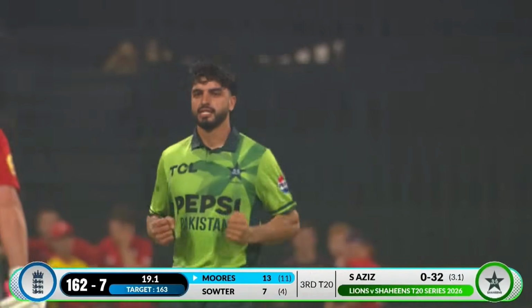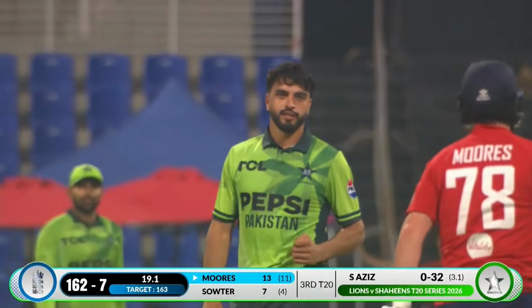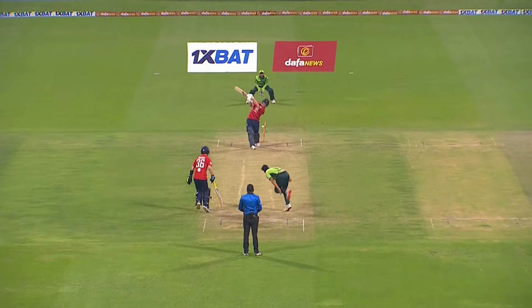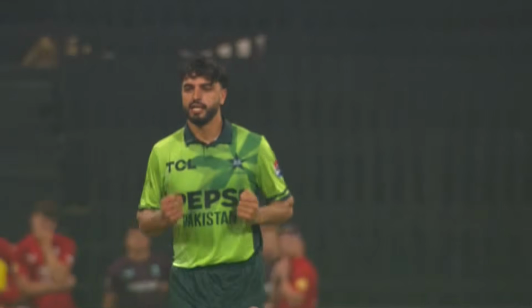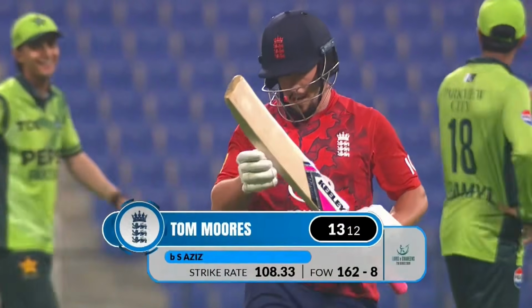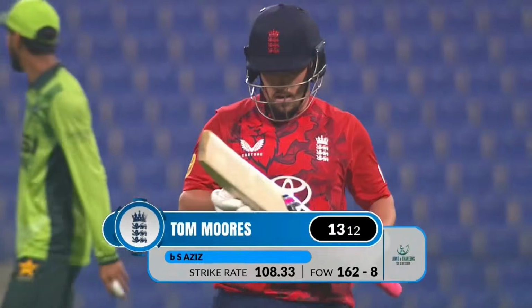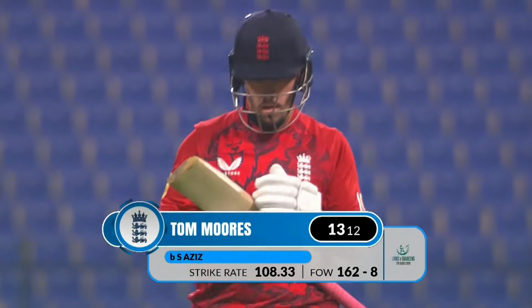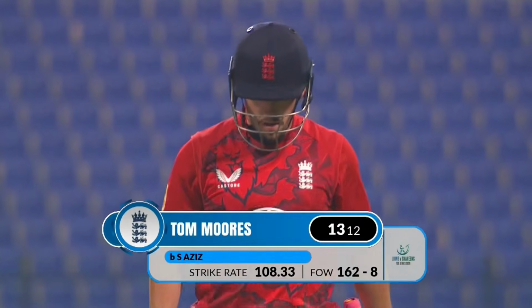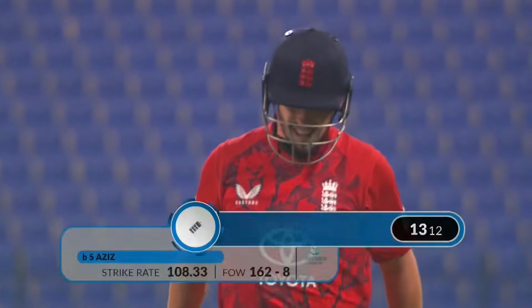Bowled him. England Lions will have to wait. It was the in-dipper. There was a bit of movement as well on that one. Probably got the inner half of the bat. Ricocheted off the pad onto the stumps. 13 off 12 deliveries for Moores. The scores are level. The Lions are 8 down. They need 1 more. They've got 4 deliveries to get there.